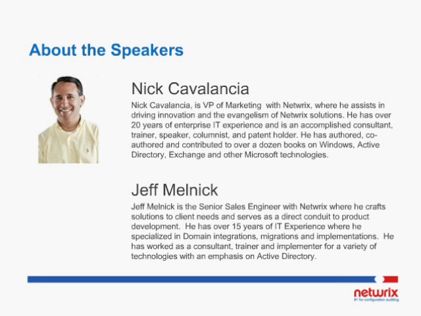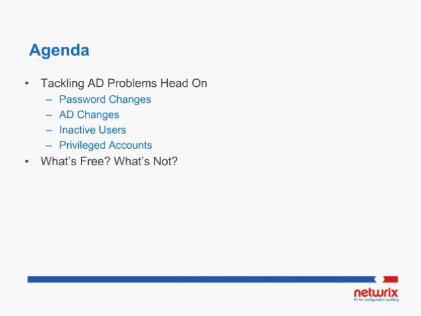And so today's agenda is relatively simple. We're going to talk about 4 basic problems: password changes, changes in Active Directory, inactive users and some problems therein, and privileged accounts and some problems therein. And then we'll take a 2-step approach. What's free? What can you do for free? And then what's not free? In essence, what do we have to offer? Because, of course, somehow we've got to make money and keep the lights on here at Netwrix.